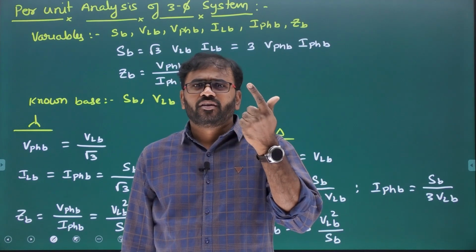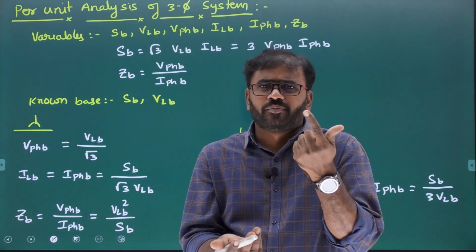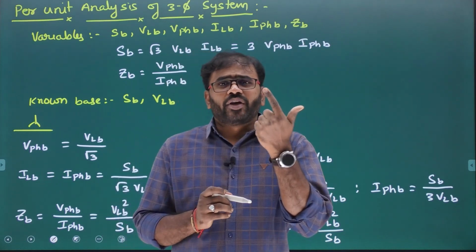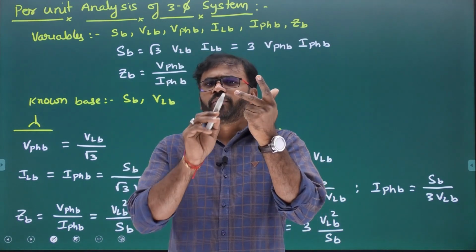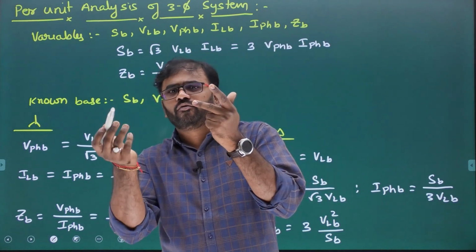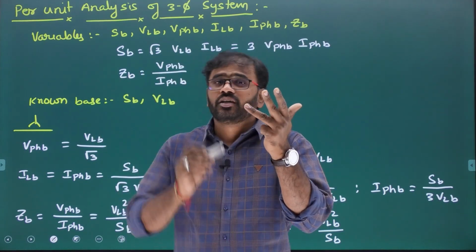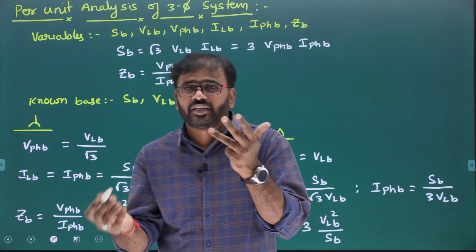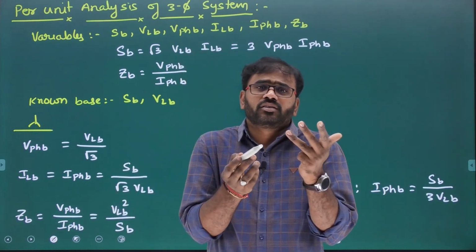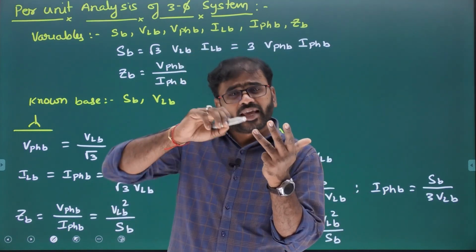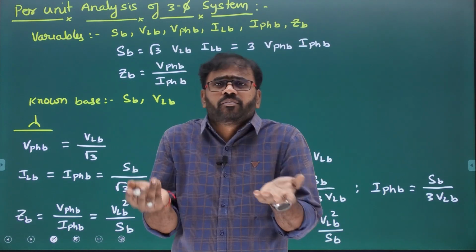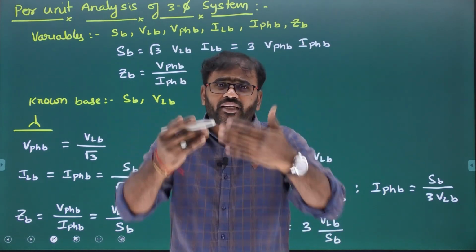Z base means always a per phase impedance. But when I say voltage base, there may be line voltage or phase voltage. If I say current base, there may be a line current and phase current. But line voltage and phase voltage, line current and phase currents may be the same, may not be the same. That depends on the connection you are dealing with.